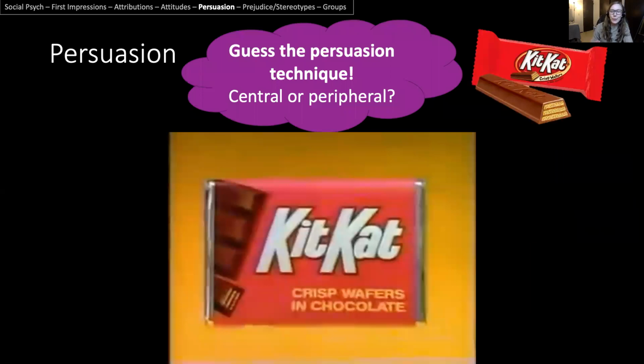Okay, so we are persuaded all the time through advertisements on TV, through social media ads, through commercials, things like that. And I want you to now think about those two different routes when you see these different ads. So what we're going to do is watch two different commercials for the same product, Kit Kats. Then we're going to apply our knowledge of the ELM and see if you can guess which style each ad is using to persuade you.